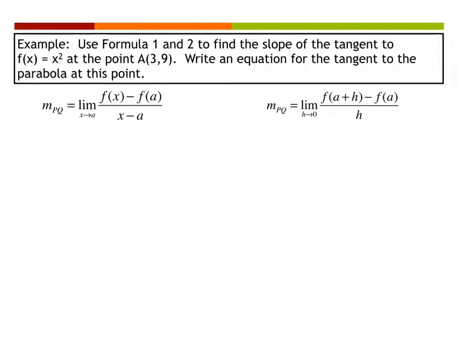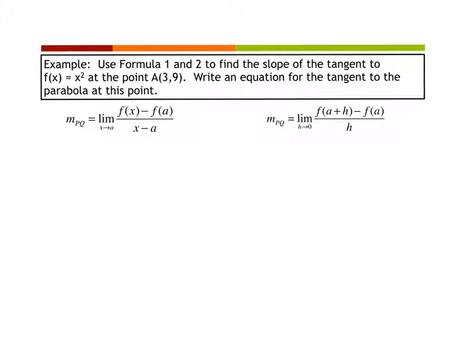Now let's just try using the formula. Okay, so it tells us to use formula 1 and formula 2 to write an equation for the tangent to the parabola at this point. Okay, so they gave us the point, and they gave us the equation, x squared. It's a pretty simple equation.